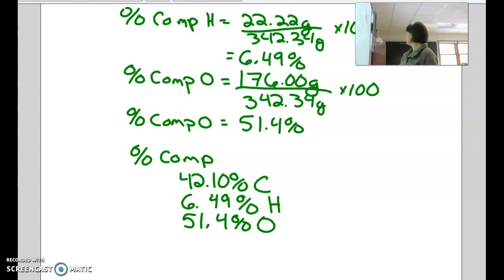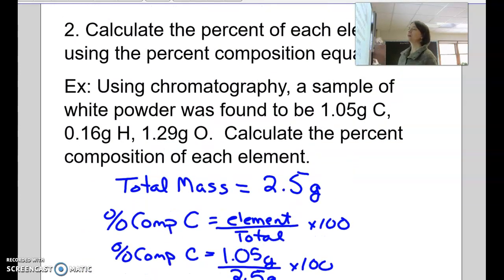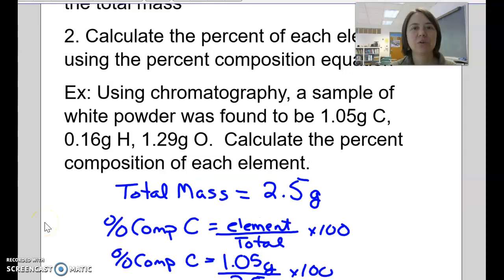Our compound, our white powder, we're okay. It's sugar, not cocaine, not heroin, not something else that shouldn't be at this scene. The person is innocent. It is just sugar. In this video, we covered several different calculations of percent composition. We're going to start a new topic, and we'll really dive into it in the next video.